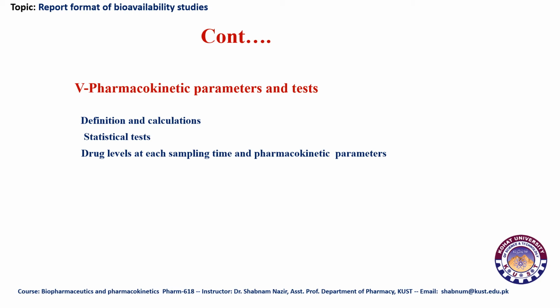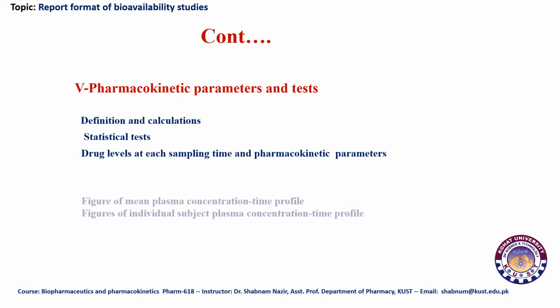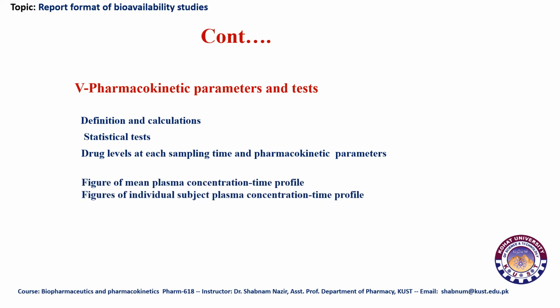And drug levels at each sampling time, and pharmacokinetic parameters, basically the concentrations. And then after that, the concentrations are plotted versus time, which are called the plasma concentration versus time profiles. With the help of these curves and also using the software, pharmacokinetic parameters are also determined. And so figures of mean plasma concentration time profile and figures of individual subject plasma concentration time profile.